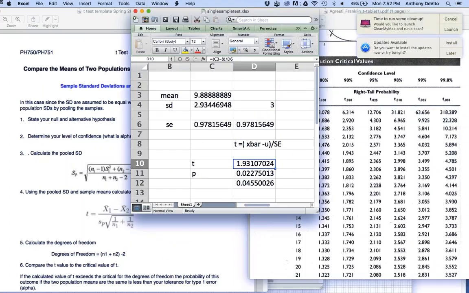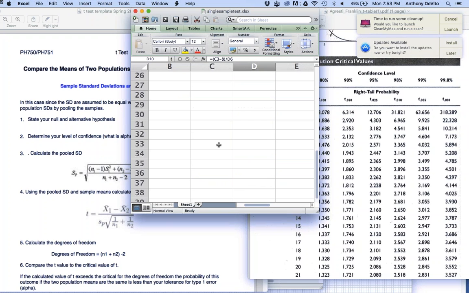So what happened here? What was the main difference here? The main difference was that in one case we knew the population standard deviation. In the other case, we didn't know the population standard deviation, right? So it gave us an advantage to be able to use the z-score instead of the t-score.